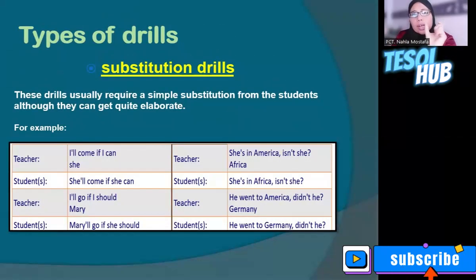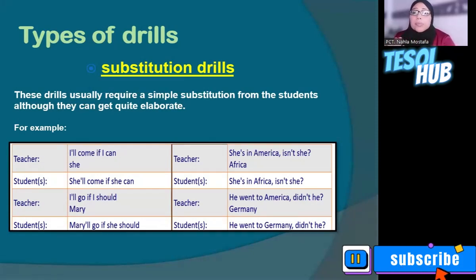Only one word of the sentence. So for example, if I say, I will come if I can, I could replace I with she. So it will be, she will come if she can. He will come if he can. They will come if they can, and so on. This is substitution. So it means we replace one of the words with another word and we say another sentence.